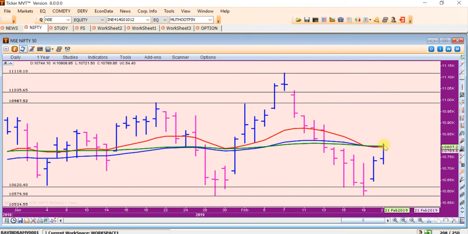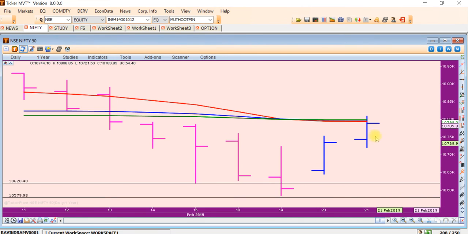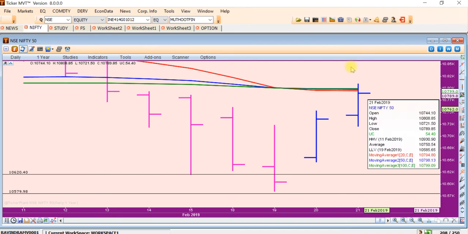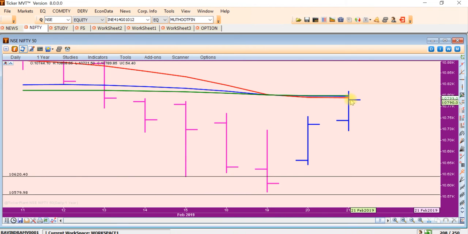Though it had penetrated, if you look at the setup, I'll just zoom in. You can see that it had penetrated these three moving averages. However, while closing, it couldn't close above those, rather it closed just below those moving averages. So instead of testing it as a support, it tested as a resistance. At this moment, we expect this resistance to continue, and that can lead to a minor correction.